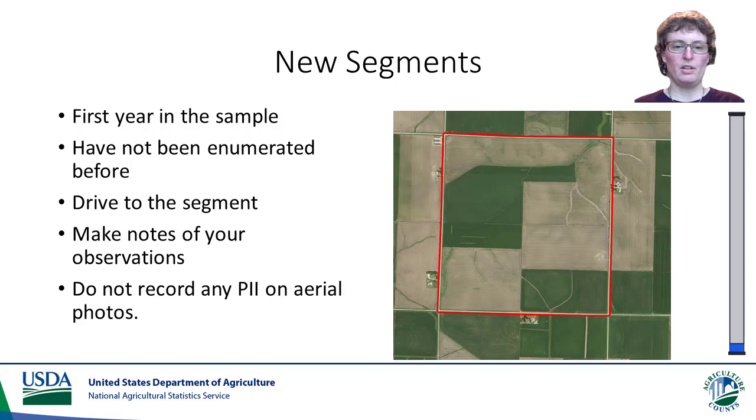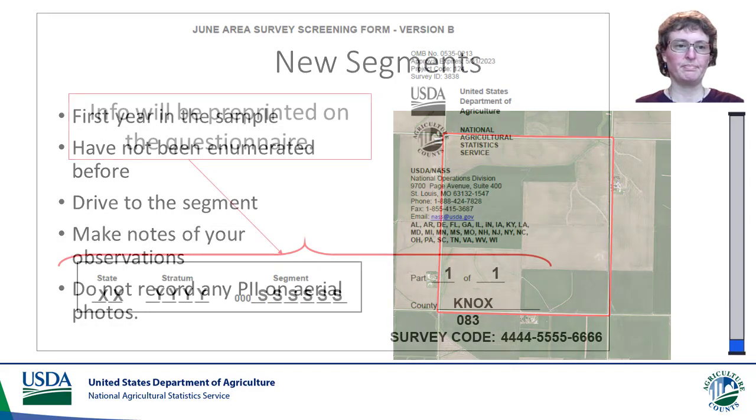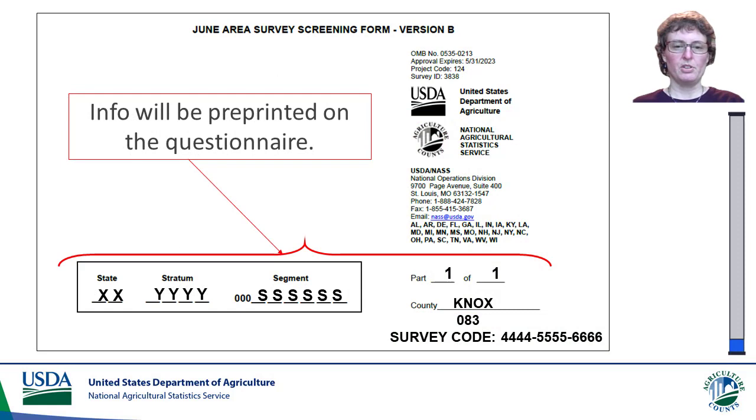You may make notes on the aerial photos of landmarks and road names, but do not record any personally identifiable information, or PII, since we government employees love our acronyms, on the aerial photos. Our goal for June area is to identify land use for the entire segment and record an operator for each land use. For new segments, you will also receive a screening form with pre-printed information about the segment. This includes the state, stratum number, segment number, county name, and county FIPS code.